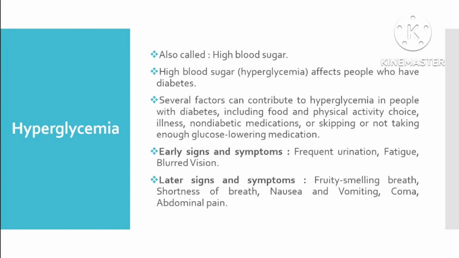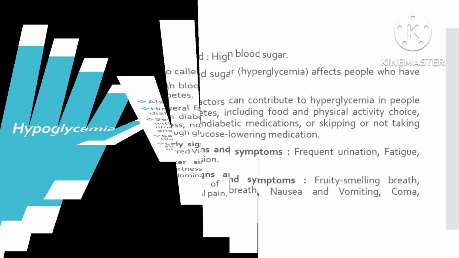Early signs and symptoms: frequent urination, fatigue, blurred vision. Later signs and symptoms: fruity-smelling breath, shortness of breath, nausea, vomiting, coma, abdominal pain. These are the symptoms of hyperglycemia.